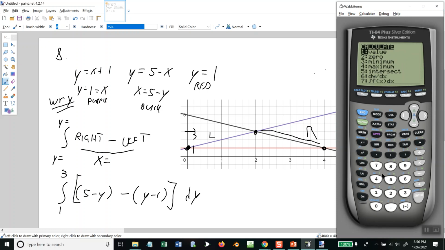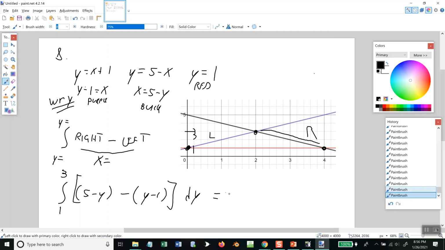Trace. Choose 7. 1 to 3. 4. Which, like I say, is 1/2 times base, which is a distance of 4, times height, which was 2. 4 times 2 is 8. Yeah, gives you the same thing. Questions on that one? Okay.